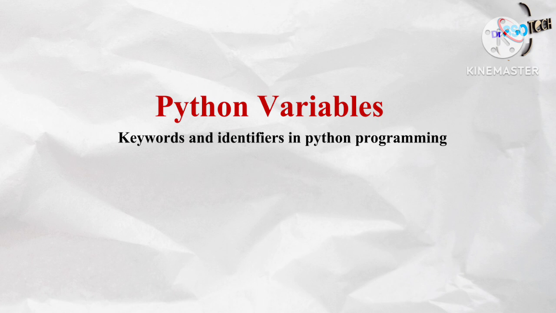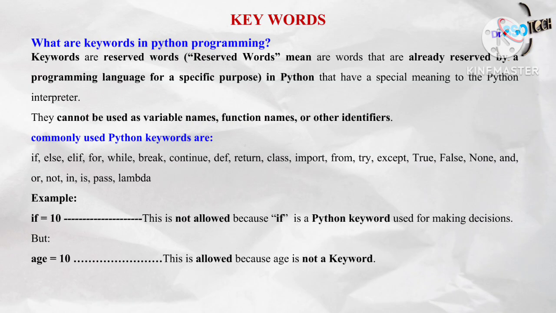So let's get started. What are keywords in Python programming? Keywords are reserved words in Python that have a special meaning to the Python interpreter. They cannot be used as variable names, function names, or other identifiers. What does reserved words mean? Reserved words are words that are already reserved by a programming language for a specific purpose.